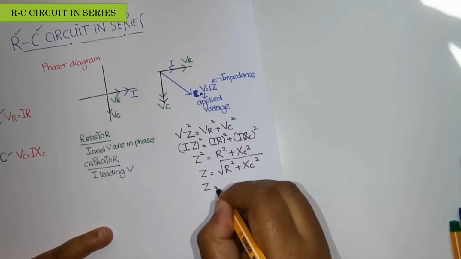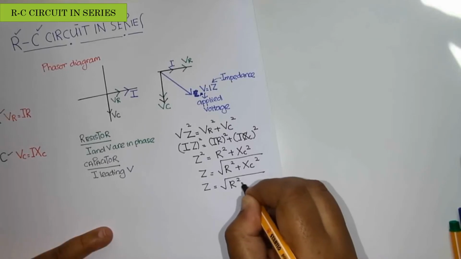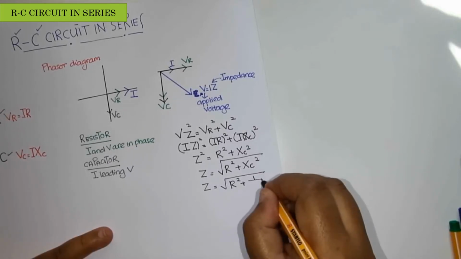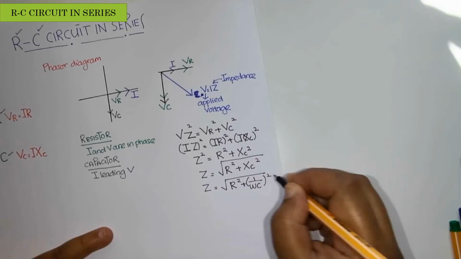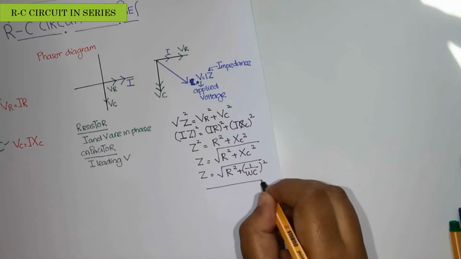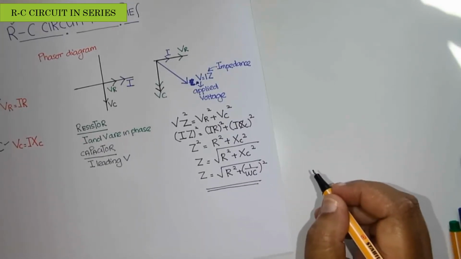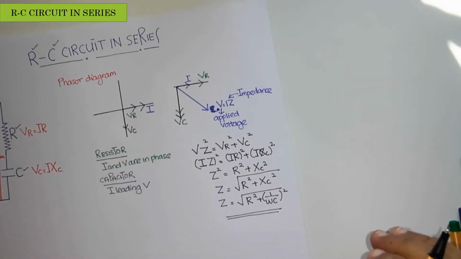Z is equal to the square root of R squared plus (XC, which is 1 over omega C) squared. Okay, so this is the value of the impedance. This is the magnitude of the impedance, and this is where the impedance will be located in the phasor diagram.